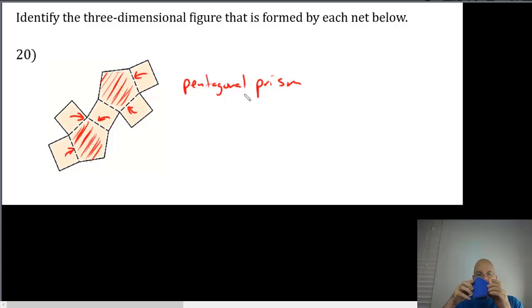I have one here. Hopefully you can see that okay. And so if all of those rectangles are folded over, then the two pentagons are equidistant at all points, since the rectangles are all congruent, and that's why the pentagonal faces are parallel to each other.